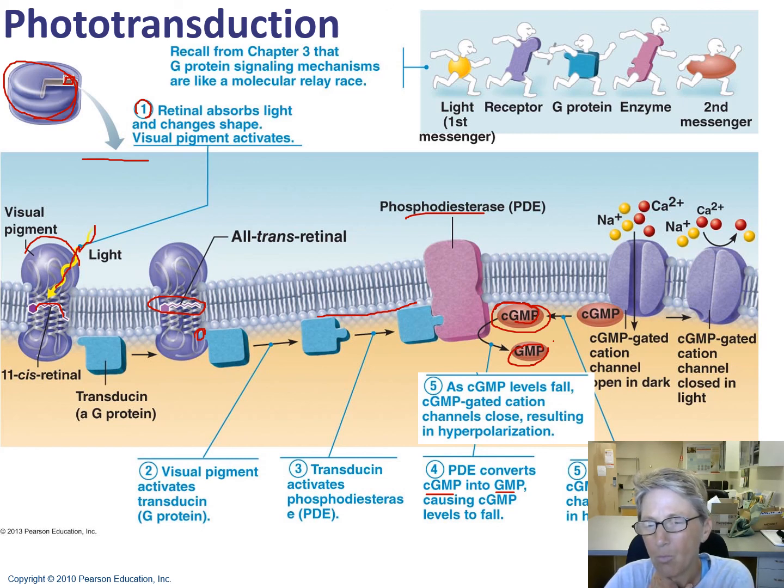And then in the dark, the cyclic GMP gated cation channels are open, so sodium can come in. You get a partial depolarization. But when light is there, you decrease the amount of cyclic GMP, and then you close the cyclic GMP gated channel in the light.